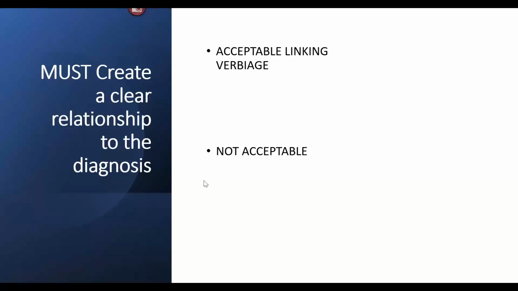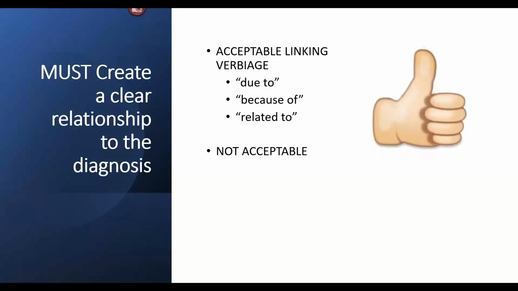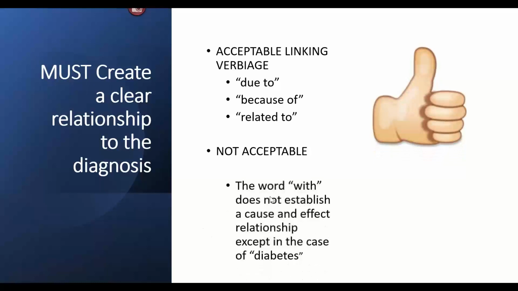So you can link diseases. This does create a clear relationship to the diagnosis and does have some RAF implications. You always want to use due to, because of, related to. You do not want to use with unless it's diabetes. Diabetes, all the codes are with, but for the most part, do not use with when you're trying to link diagnosis causal relationship.